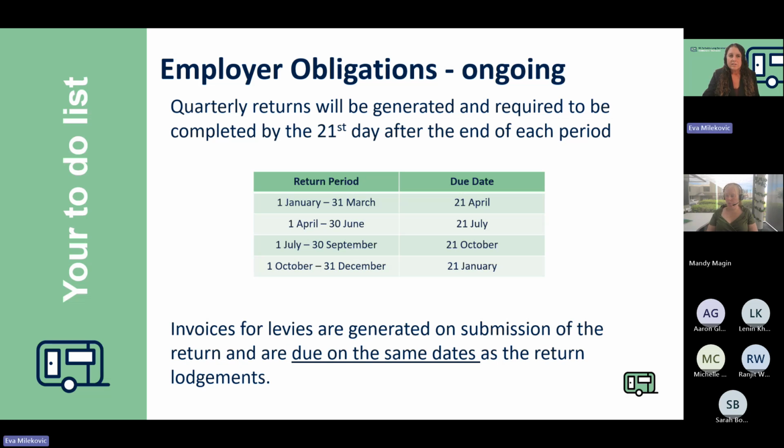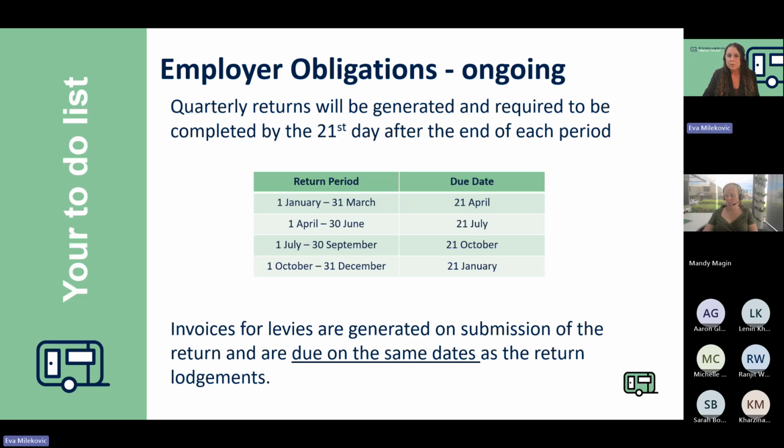So, employer obligations. Once you're set up, registered, and your eligible workers are uploaded, your main ongoing task is to complete a quarterly return. These returns are pretty straightforward. They're generated automatically in the employer portal and are due by the 21st day after the end of each quarter. For example, we're in the January to March return, so that's due on the 21st of April. The same pattern continues throughout the year.